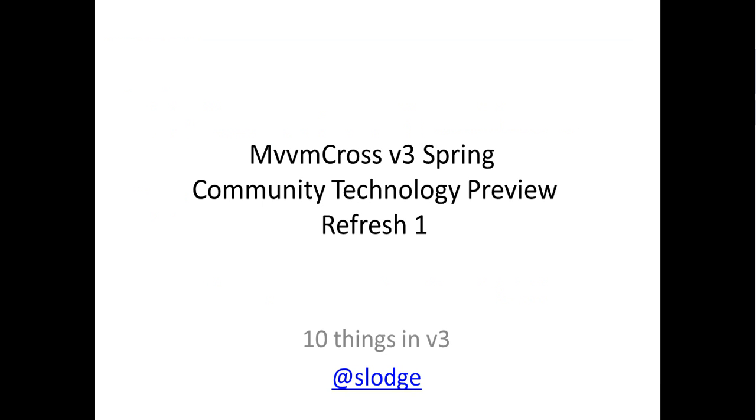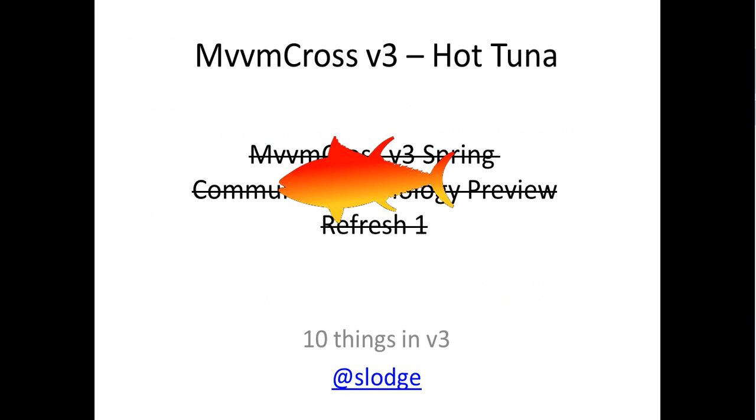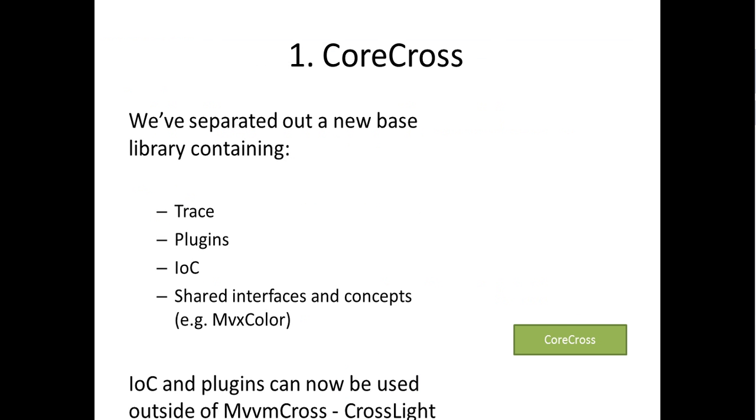Just to give you a little background, this is a presentation I wrote back in February or March, about Hot Tuner, which is version 3. In Hot Tuner we took the core guts of MvvmCross and ripped them out into a separate library called CrossCore. Those guts are the trace, the plugin mechanism, the inversion of control, and some of the shared interfaces and concepts, things like MVX color and visibility. We pulled them out so they could be used in other libraries.